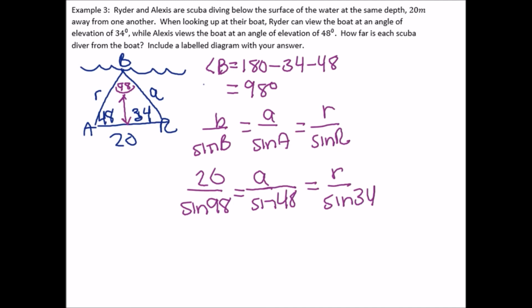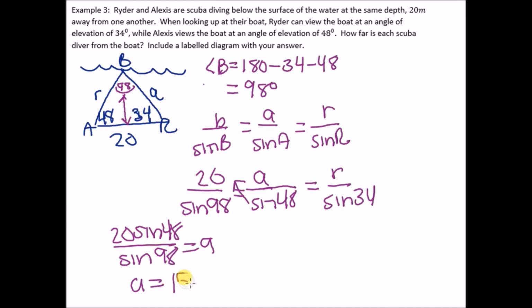Okay, let's solve for A first. I'm going to write an expression for A. It's going to be 20, because we're going to cross multiply, sine 48 over sine 98, and that's going to equal A. So 20 sine 48 divided by sine 98, I get 15. And that's going to be meters.